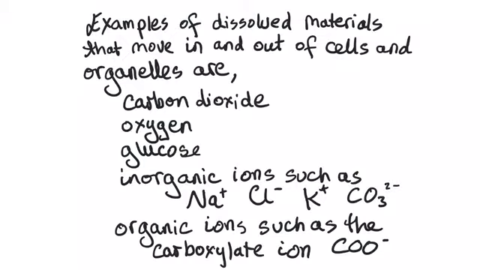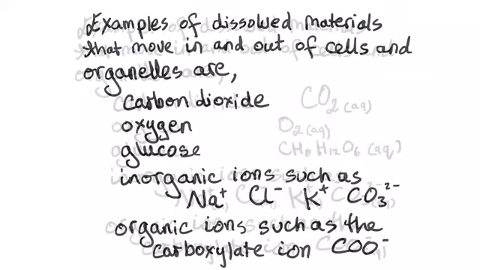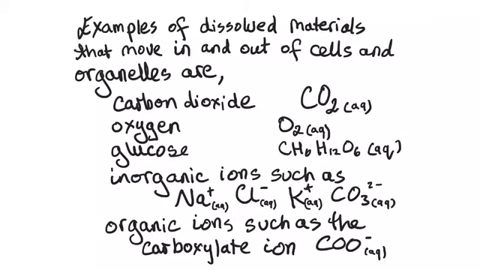Some examples of dissolved materials that move in and out of cells and organelles are carbon dioxide, oxygen, glucose, inorganic ions such as sodium, chloride, potassium and carbonate, and organic ions, for example, the carboxylate ion. In this slide, I have added the formulae for the substances and the subscript aq. This is to remind us that these materials are in aqueous solution.